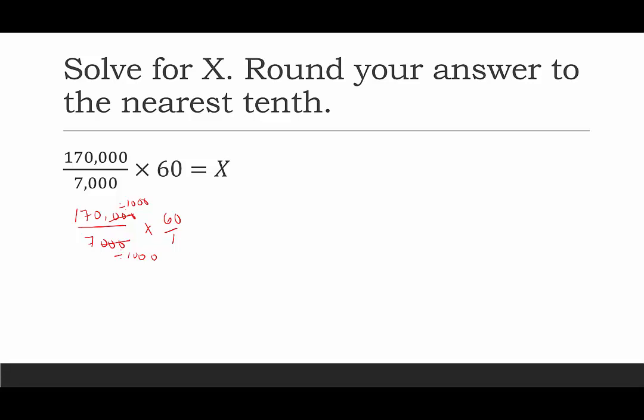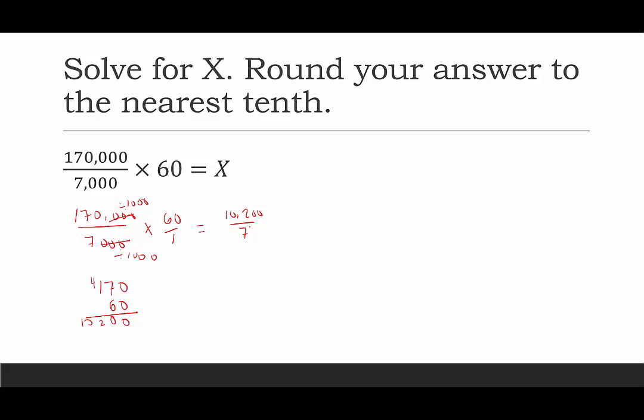170 doesn't have anything in common with 7, no common factors. 60 has no common factors either, so we're going to multiply straight across. Now, I don't actually know what 170 times 60 is, so we're going to go off to the side here and set up our multiplication. 170 times 60. We're going to have 2 zeros, courtesy of these 2 zeros. And then we would have 6 times 7 is 42. That would be a 4. And 6 times 1 is 6, plus 4 is 10. Okay, so our numerator becomes 10,200, and the denominator is 7.